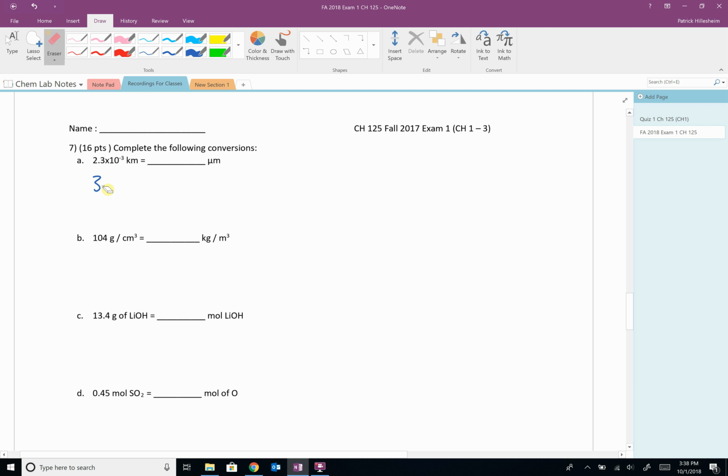And so what I do, whoops, not 3, 2.13. So 2.3 times 10 to the negative 3 kilometers. I'm going to take this into meters first, right? So for every 1 kilometer, there's 1,000 meters. Now I take meters into micrometers. So for every 1 meter, there is 1 times 10 to the 6th micrometers.